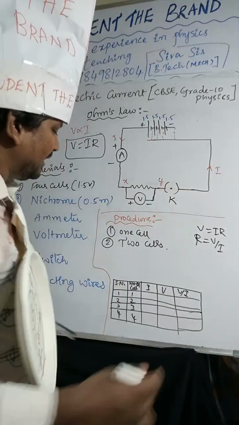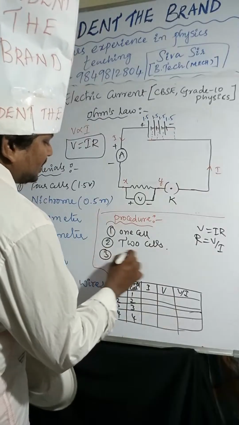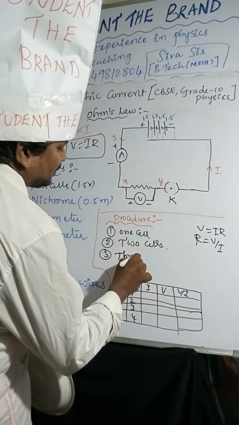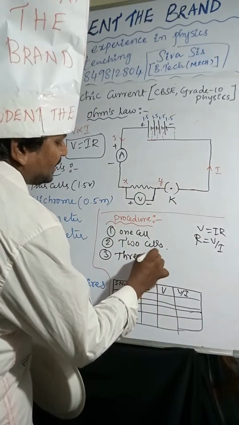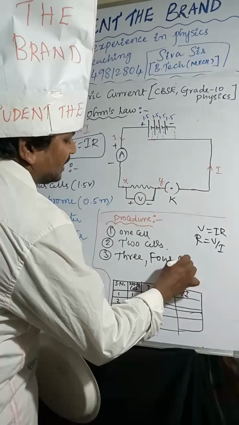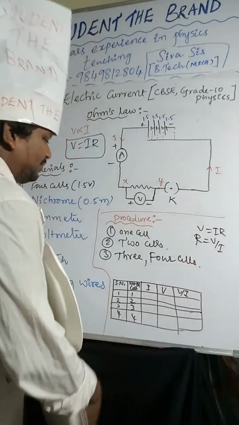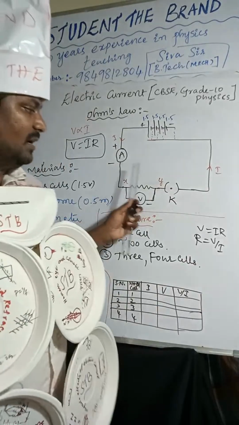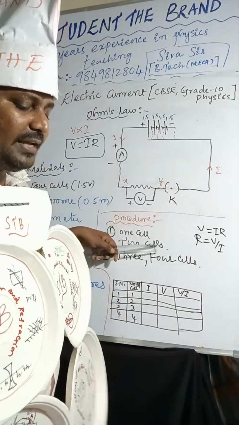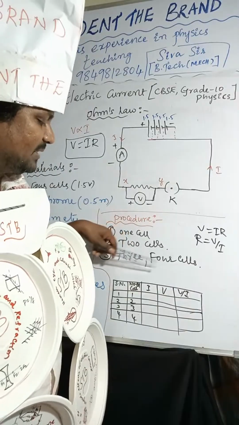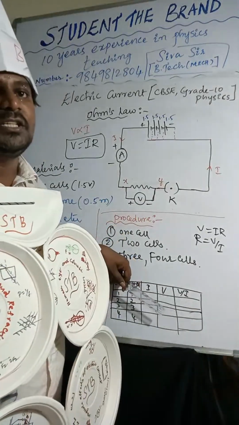Next, the third one is 3 cells. Repeat the same process for 3 and 4 cells and mention the readings in the tabular form.